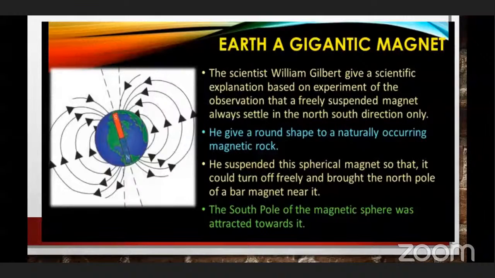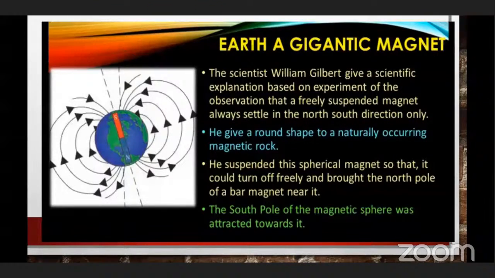He gave a round shape to a naturally occurring magnetic rock. Then he suspended this spherical magnet so that it could turn freely and brought the north pole of a bar magnet near it. The south pole of the magnetic sphere was attracted towards it. See, the freely suspended magnet always settles in the north-south direction, and this is proved by observation.